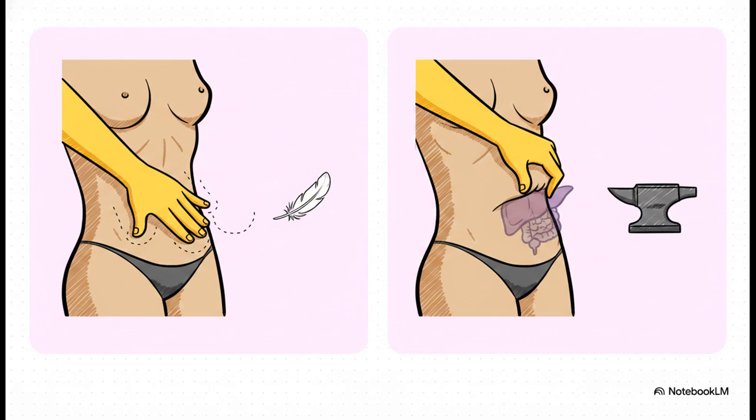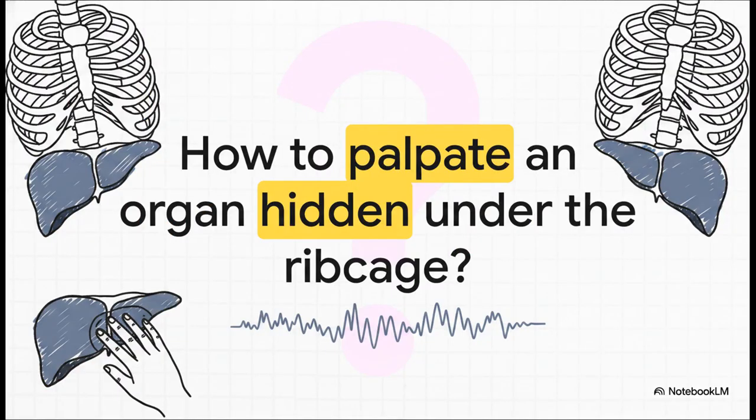Once that superficial check is clear, we move to deep palpation. This uses firm downward pressure to actually locate and feel the margins of those internal organs, like the liver, spleen, and kidneys. But that naturally brings up a really fascinating mechanical question, doesn't it? How in the world do we actually feel an organ that is tucked way up under the rib cage, like the liver?